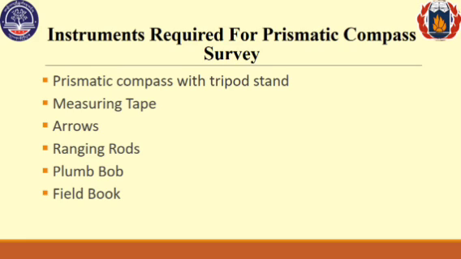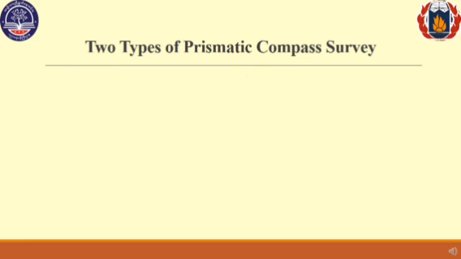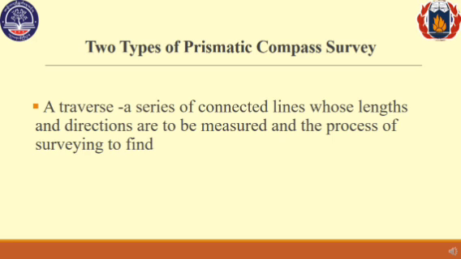Two types of prismatic compass surveys present an idea in the view map. A traverse is a series of connected lines whose length and direction are to be measured, and the process of surveying that defines such measurement is known as traversing.